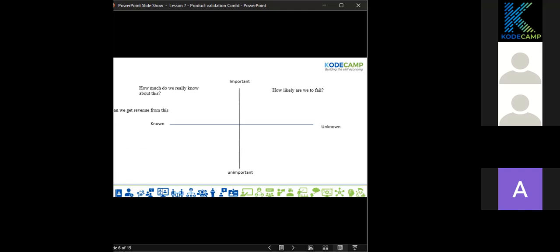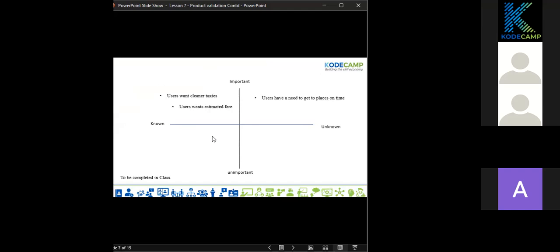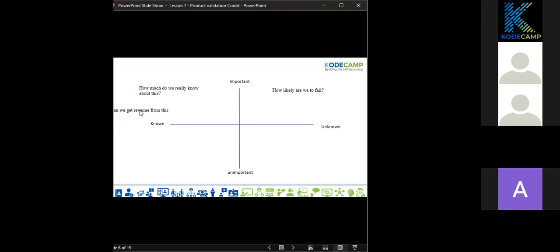You want to know if they are important against known, or they are known, but they're not important. That means you are aware of these, but at this point of launch, at this point of validation, it is not important. That could be grown into later on. So this, can we get revenue, should have moved down to known.